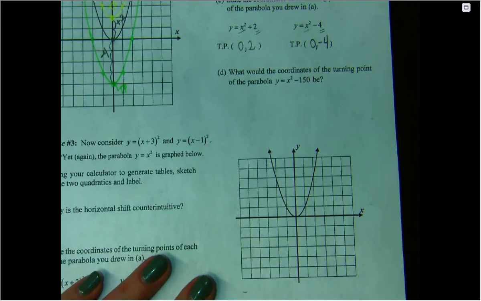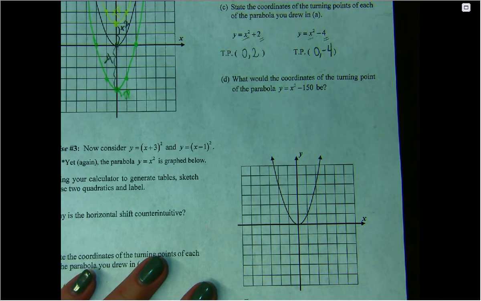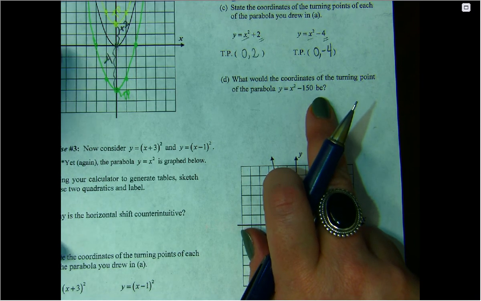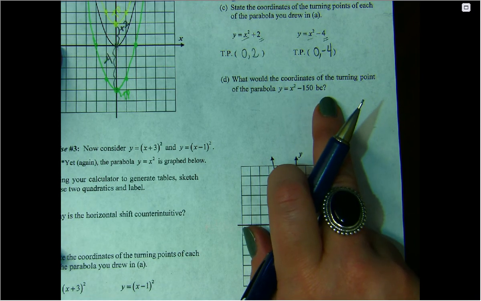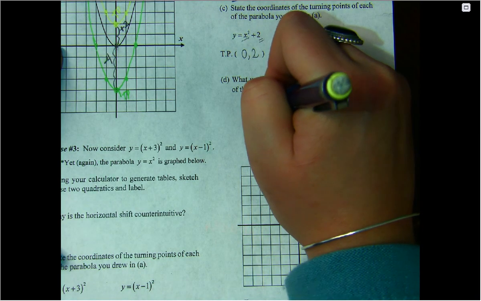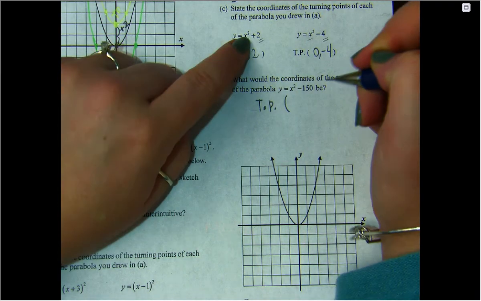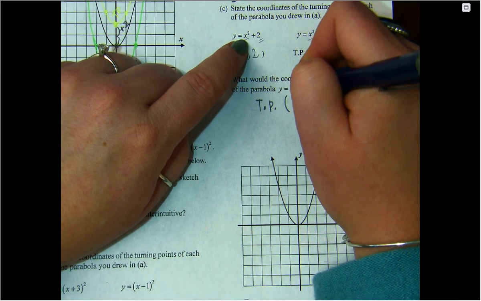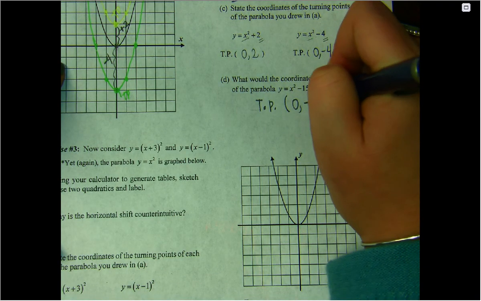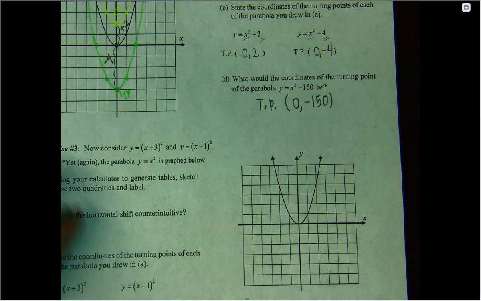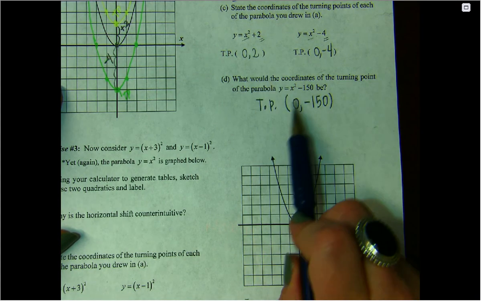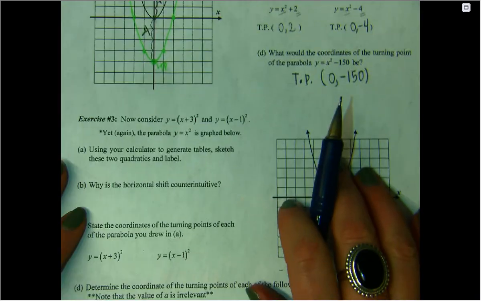So now, without even looking at a graph, what would the coordinates of the turning point of the parabola x squared minus 150 be? Well, what is the x? Is there anything added or subtracted into this x? No. And I just bring this y or c value along for the ride. So (0, ...), this is your y.